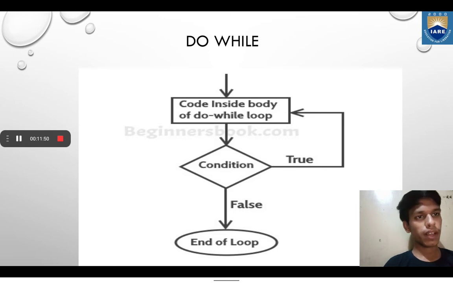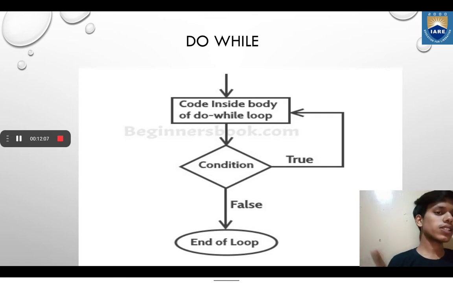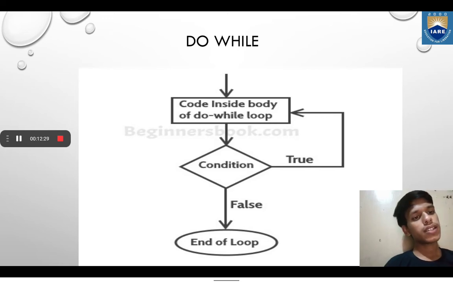Next is do while. In a do while loop, first of all, the code inside the body is written. After executing the code, the expression or the condition will be checked. So if the condition doesn't satisfy, the code will be executed only one time. That means when the code should be executed at least one time, we use a do while loop. After executing the code, it will check the condition. If the condition is satisfied, it will go on in the loop, otherwise it will come out of the loop and the next expressions will be evaluated.